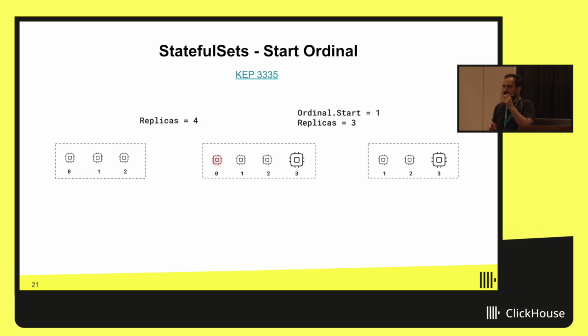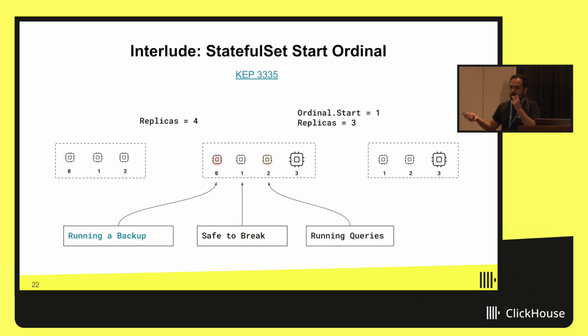There is one hacky way of bypassing this limitation, which is in this Kubernetes enhancement proposal, the start ordinal. So you can say for a stateful set, hey, instead of starting your replica ordinals at 0, start it at 1, and then start it at 2, and so on. This technically gives you the make-before-break mode of operating, but it has a problem. The problem is that maybe replica 0 is running a backup and you don't want to break it.